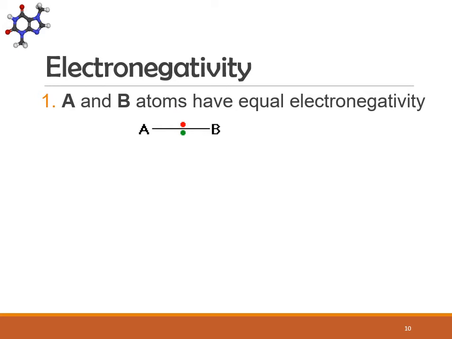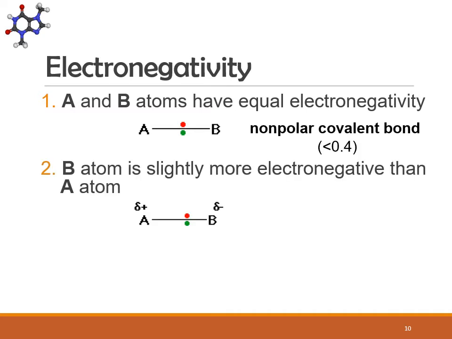When the difference between the electronegativity values of A and B atoms is less than 0.4, a nonpolar covalent bond forms. When the difference between the electronegativity values of A and B atoms is between 0.4 and 1.8, a polar covalent bond forms.